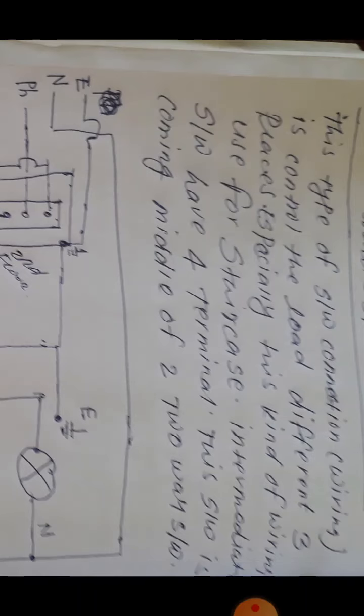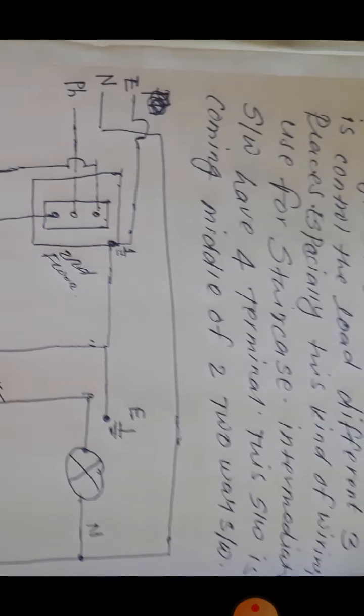So the definition is: this type of switch's connection wiring controls the load from three different places. Especially, this kind of wiring is used for staircases. The intermediate switch has four terminals. This switch comes in the middle of the two-way switches. I already told you, this comes in the middle of the two-way switches.